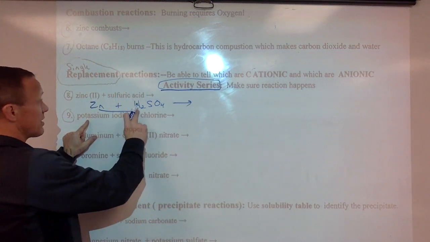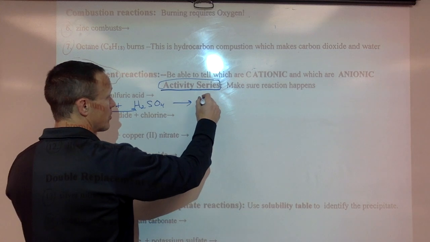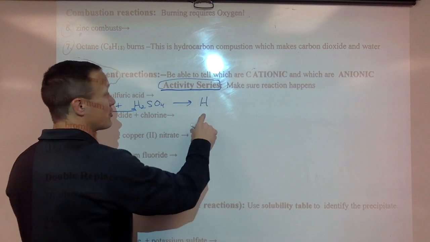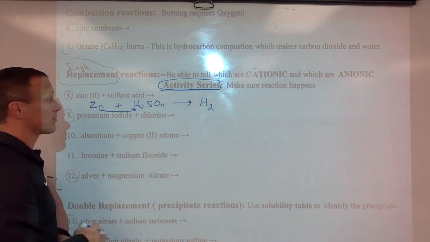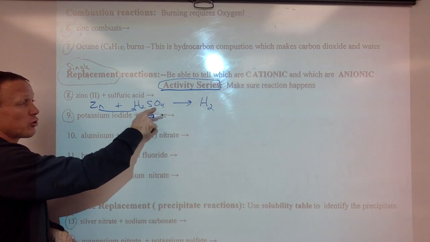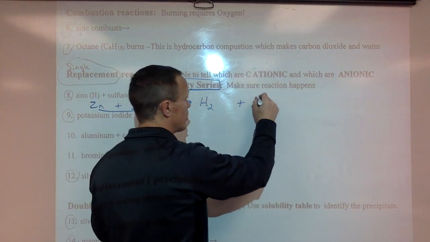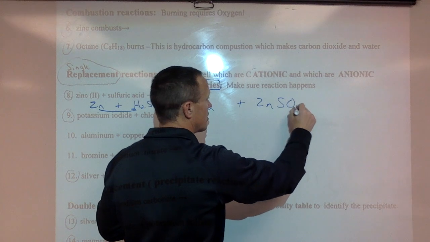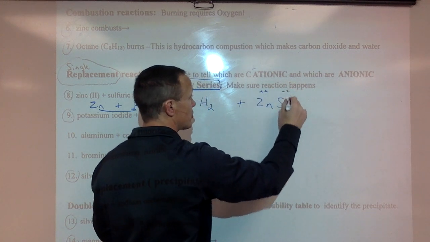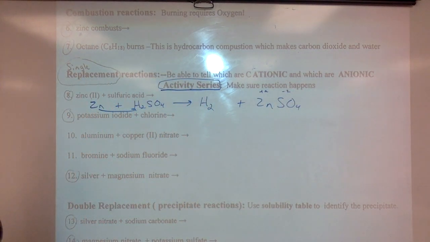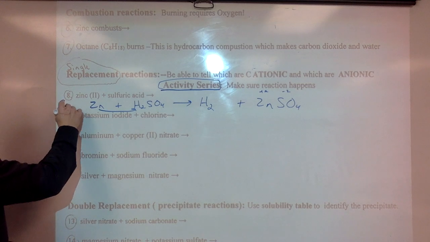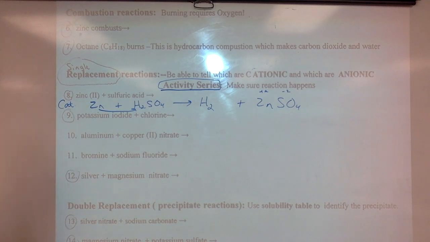So zinc kicks out hydrogen. Hydrogen is diatomic, so H2 is kicked out, plus you have zinc sulfate left over. Zinc's a +2 charge, sulfate's a -2, so we're good to go there. I think we're balanced out. Again, that's cationic single replacement.